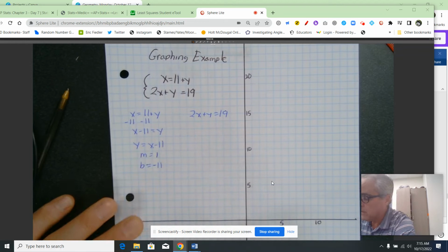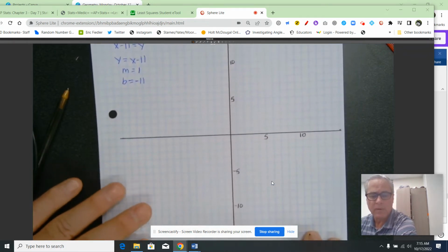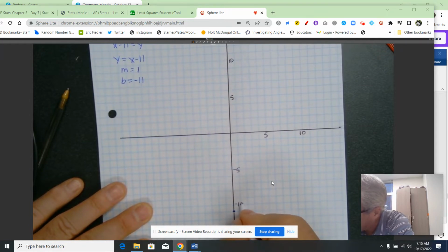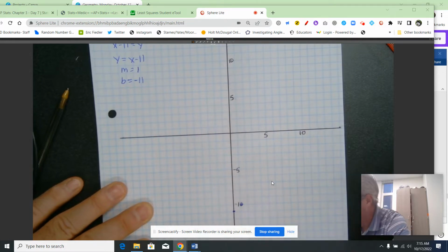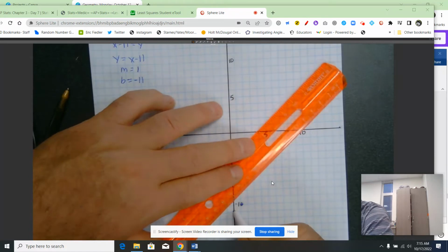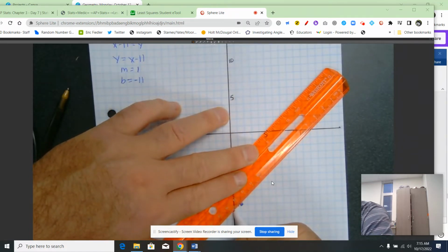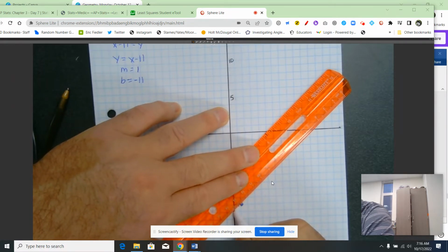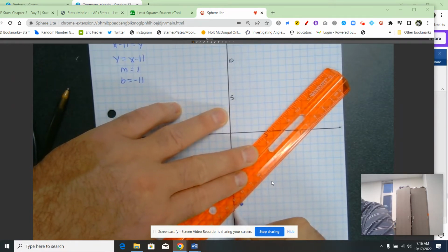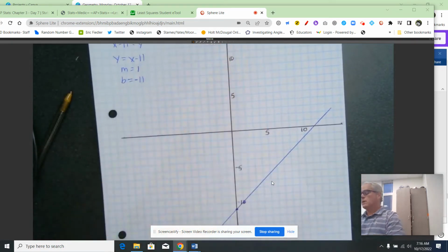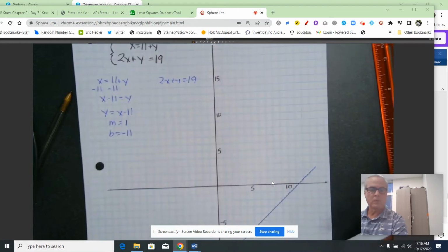Let's go ahead and graph that line. Negative 11 is right here. My slope is 1, remember, so I go up 1 over 1, and right on that 10, unfortunately, is my second dot. Let me go ahead and graph this now. Up a little bit. And there we go. All right, so now here's the second one.